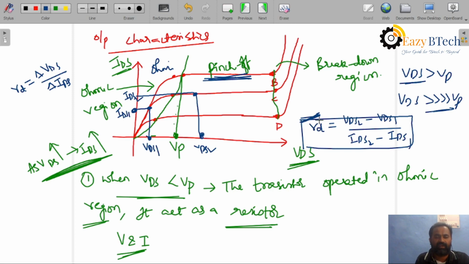We call this a dynamic resistance, meaning rate of change, changing with respect to time. In this ohmic region there is a change, and that is why it is known as a voltage variable resistor. In this region the transistor can act as a VVR, and in the pinch off region the transistor can act as a constant current source.